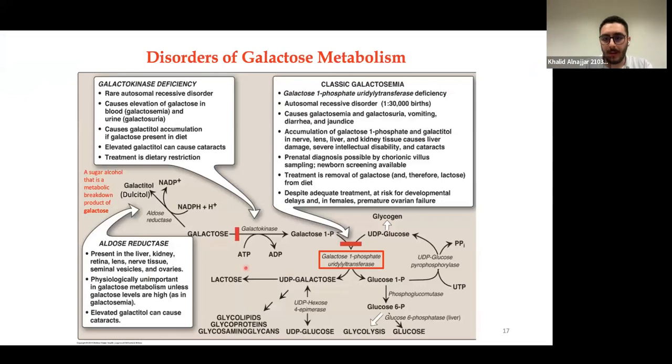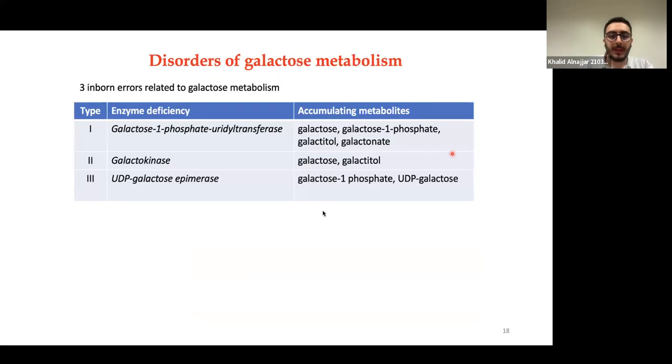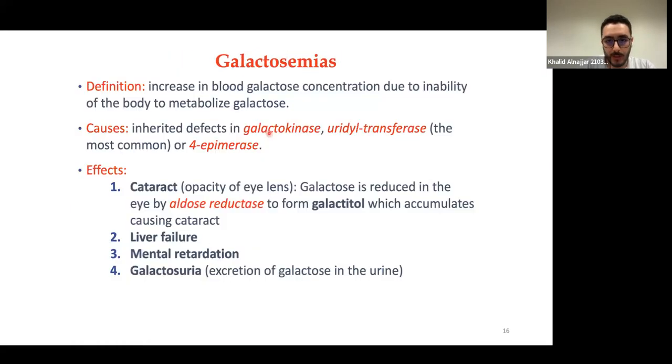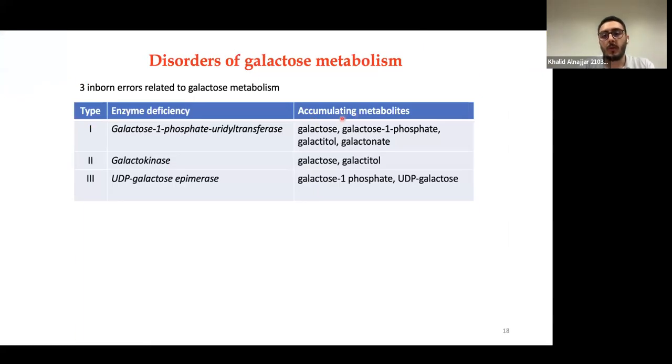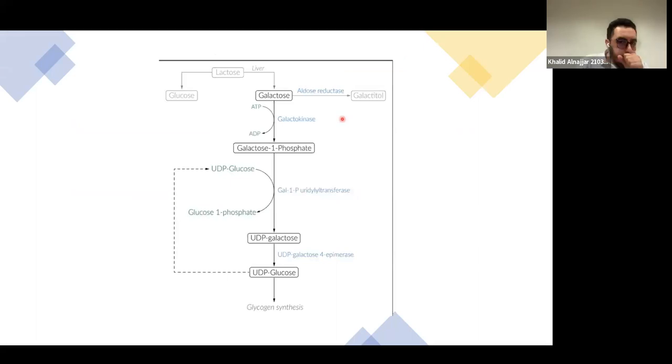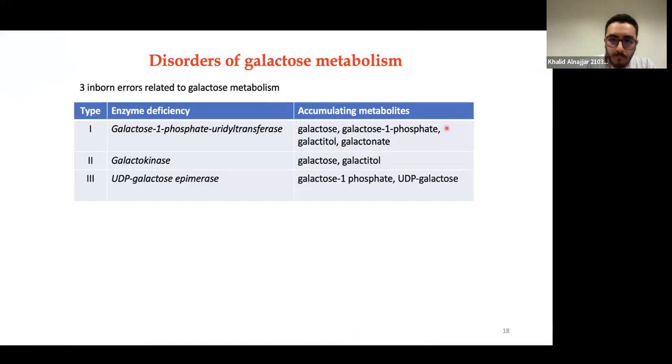You can read this on your own. These are the three disorders that can happen in galactose metabolism. Let's go over them really quickly. Galactose 1-phosphate uridyl transferase, which is this step. What will accumulate? Sorry, galactose 1-phosphate will accumulate, and galactitol, of course.